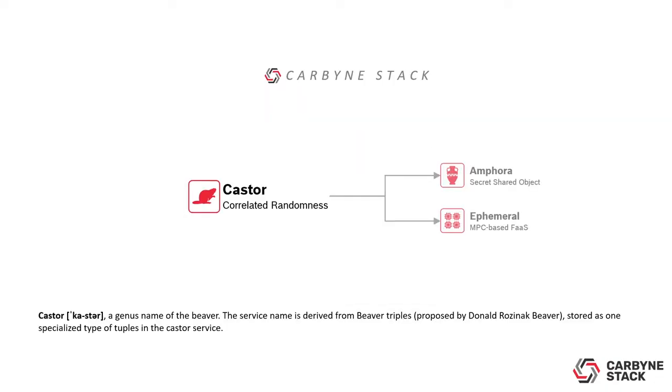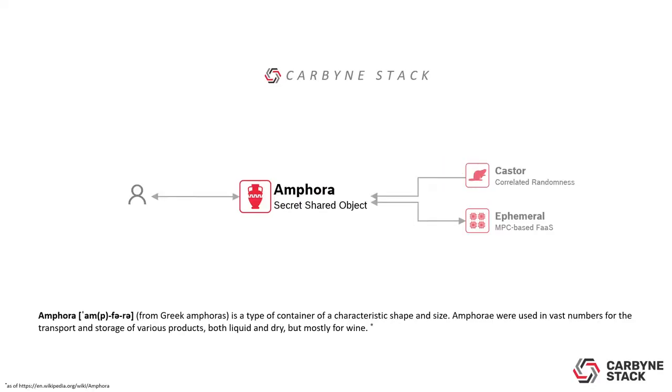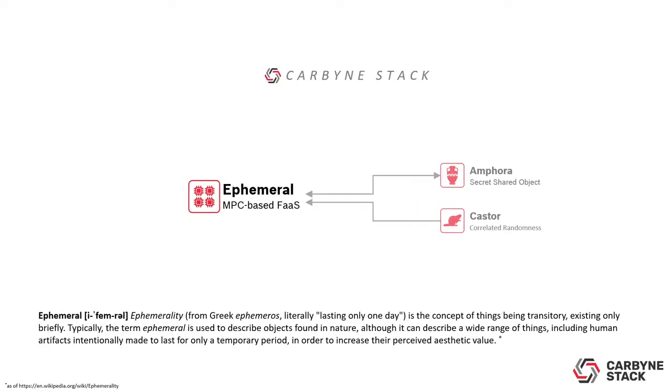Castor. Castor stores offline tuples and serves them on request to Amphora and Ephemeral. Amphora. Amphora is the secret store that is used by clients to store and retrieve secrets. Amphora uses tuples from Castor to perform the secure upload and download protocols when interfacing with clients.